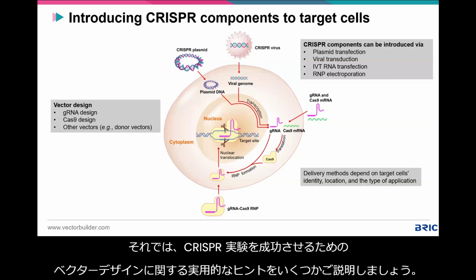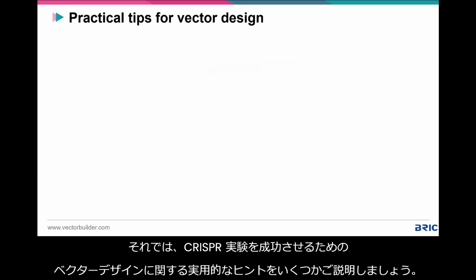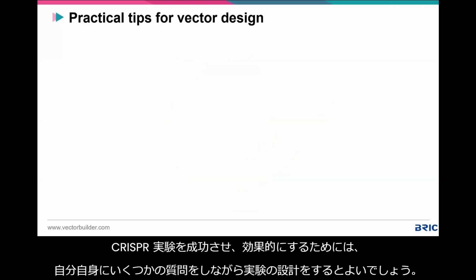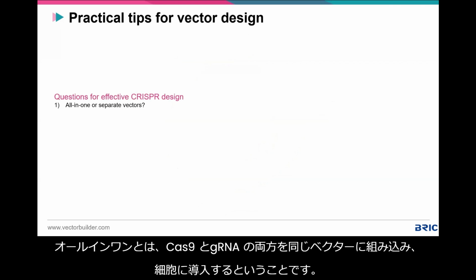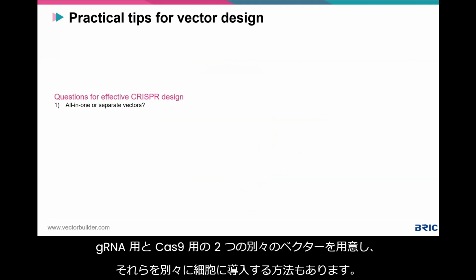So let's shift focus to vector design specifically and talk through some practical tips for a successful CRISPR experiment. When you're designing a CRISPR experiment, you may want to ask yourself some questions to make it successful and effective. The first one is, do I want to use all-in-one or separate vectors? What this means is that both the Cas9 and guide RNA can be introduced into the same vector, called an all-in-one vector, and then introduced into cells, or you can have two separate vectors, one for guide RNA and one for Cas9, and they can be introduced separately into the cells.